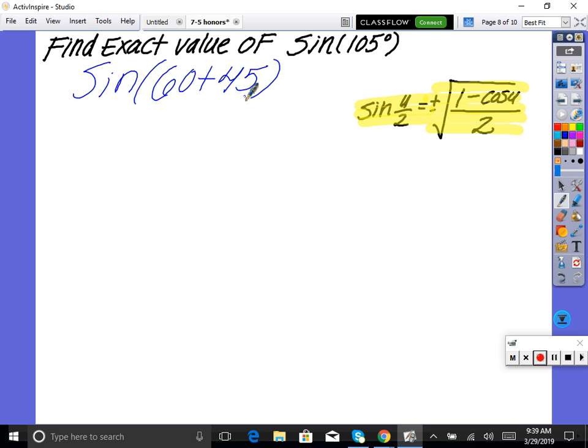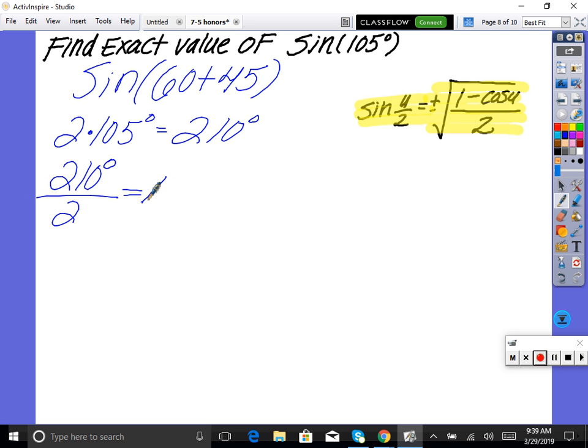Now, I'm just showing you an additional way to do it. Technically, guys, right here is half of an angle that's on the unit circle, isn't it? Double it. 2 times 105 is 210. So is it true that 210 divided by 2 is equal to 105? So this is a half angle formula. Does that make sense? So let's go put it in. Sine of 105 is the same thing as taking sine of 210 divided by 2. This and this are the same thing.